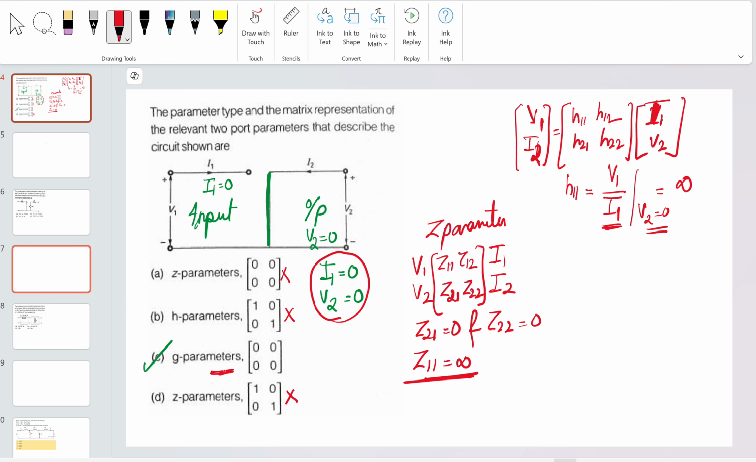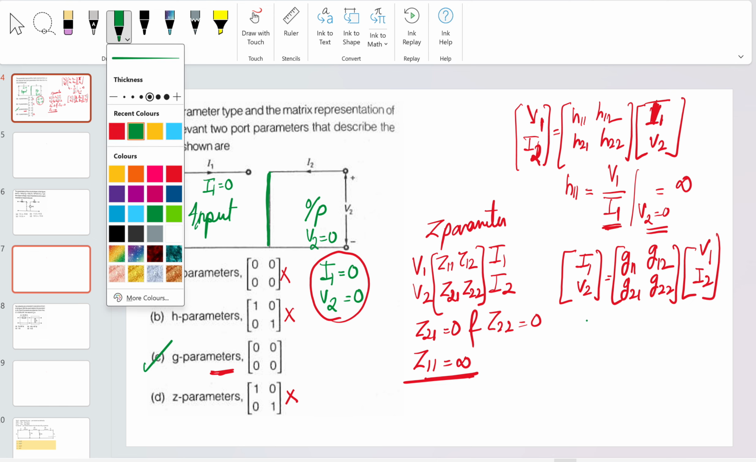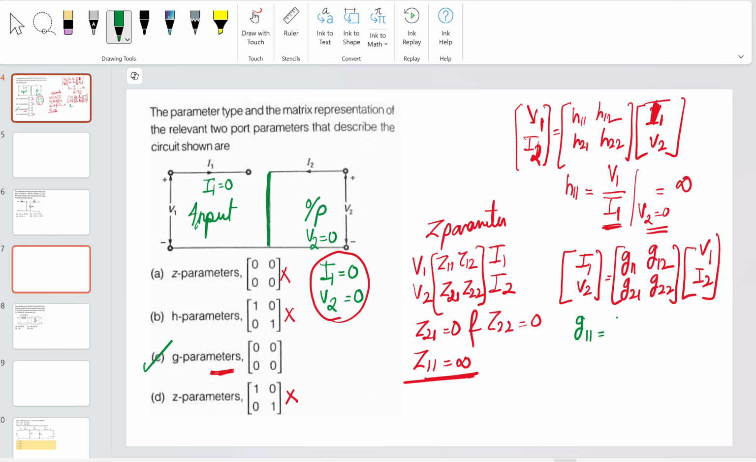What about the G parameters? G parameter input variables are I1, V2, equal to [G11 G12; G21 G22] times the output variables V1, I2. If I take G11 especially, that is equal to I1 by V1 at I2 equal to 0. Here I1 is already equal to 0, so that will be 0. If you take G12, that will also be 0.